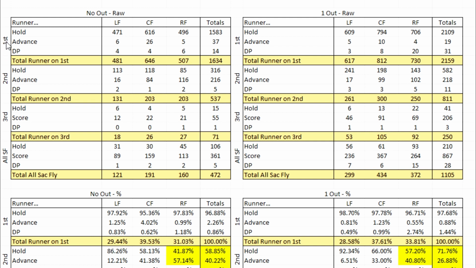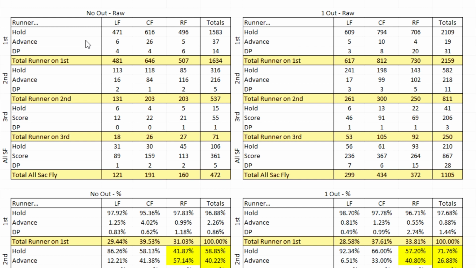So was there a runner just on first? Was there a runner just on second? Was there a runner just on third? And then all sac flies. All sac flies would be any case where there was a runner on third base. There could be the bases loaded in that case. There could have just been a runner on third. There could have been runners on second and third, first and third. But there had to be a runner on third base that had a chance of scoring in those cases. So that was the breakdown. As I said, if somebody's interested, I'll do another video where I can take a look at trail runners and that kind of thing. But for this one, I wanted to keep it a little simpler than that.